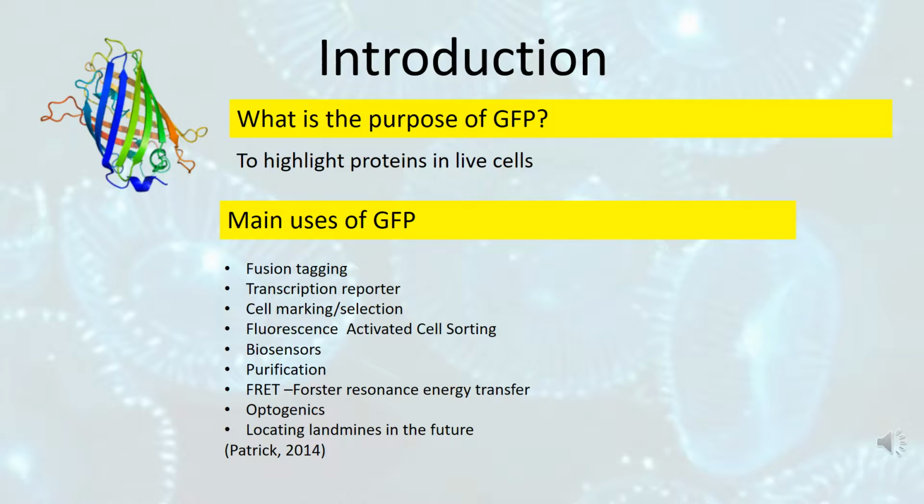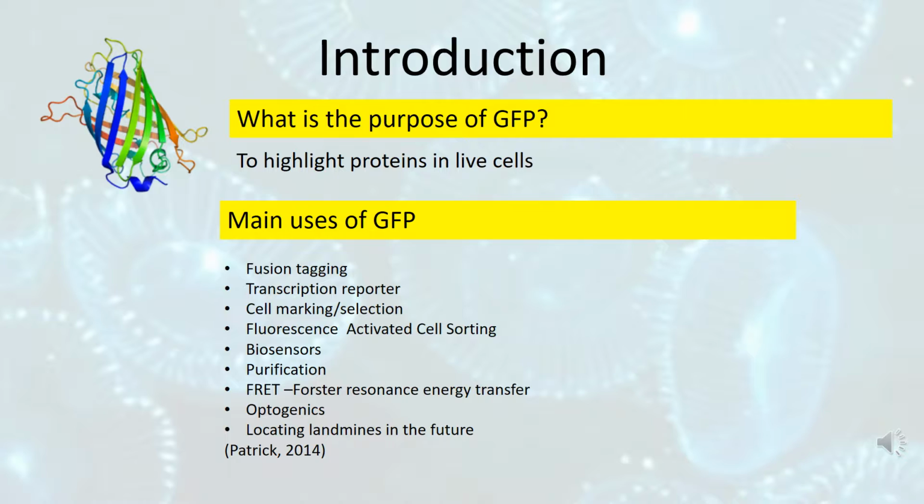The purpose of GFP is to highlight proteins in live cells. GFP has many uses, which include fusion tagging, which is one of the most common uses. GFP can be fused to the N- or C-terminus of a protein, which allows scientists to visualize when and where the gene is expressed.